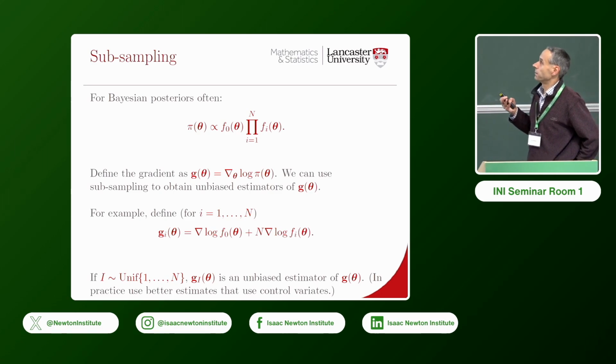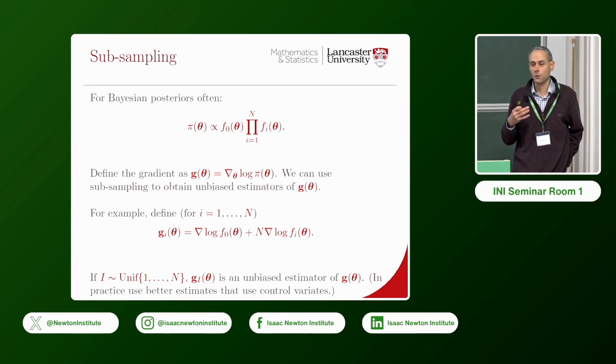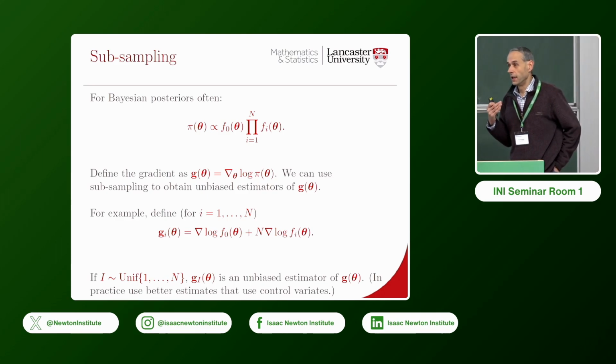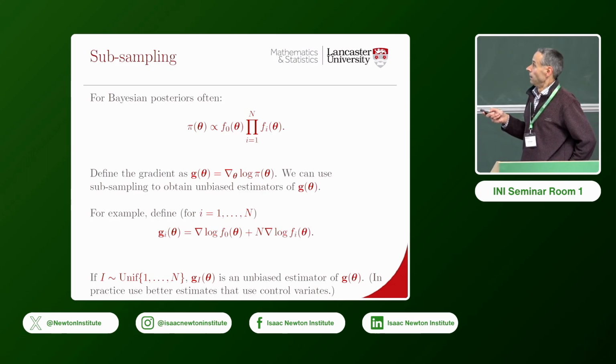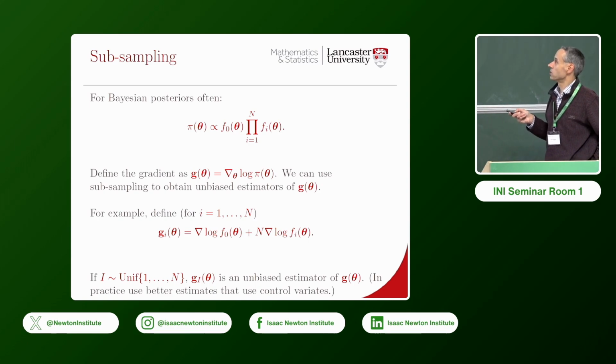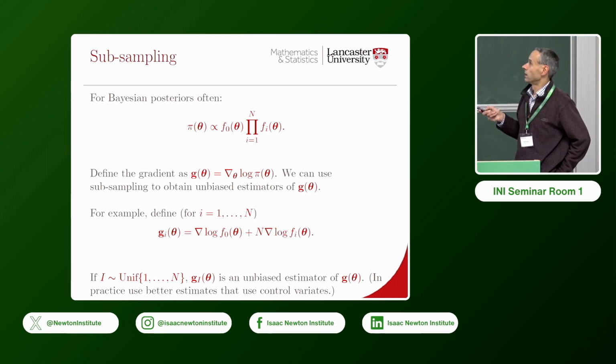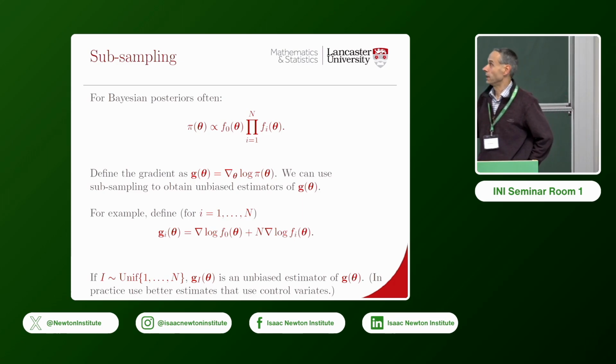This is particularly relevant in situations where what we're trying to sample from is the posterior distribution. So pi of theta is a posterior distribution, which will be proportional to the prior, which I've denoted by f naught of theta, times the likelihood. And if we have capital N observations, often the likelihood will just be a product over likelihoods associated with each of the N observations.